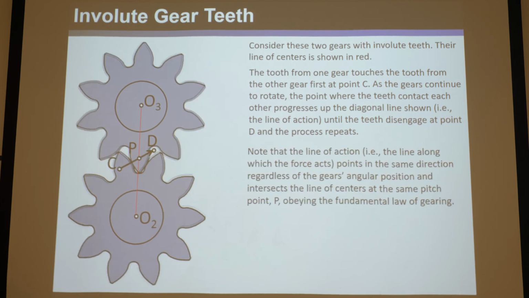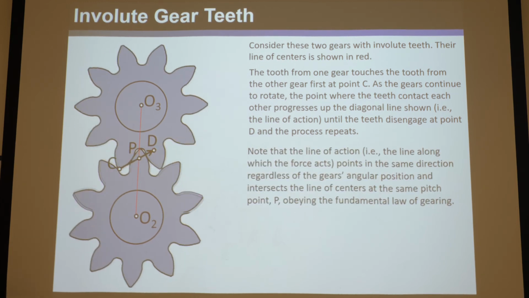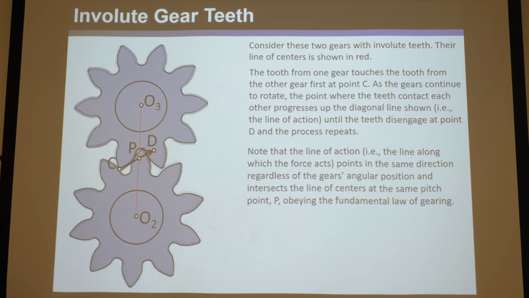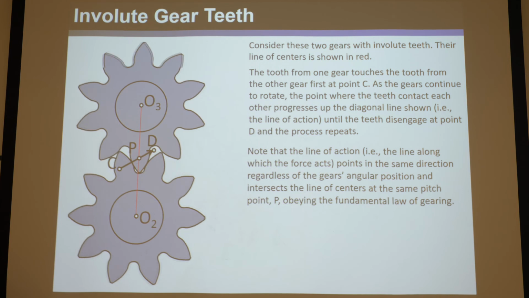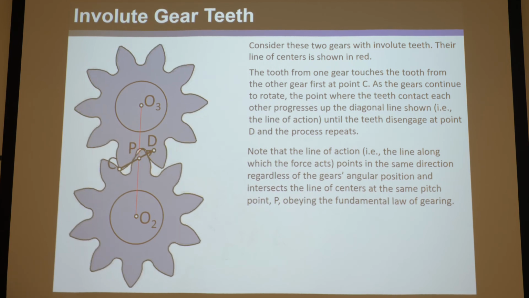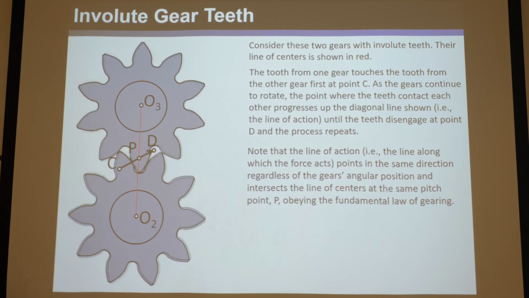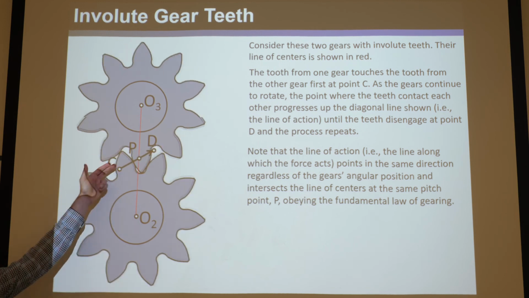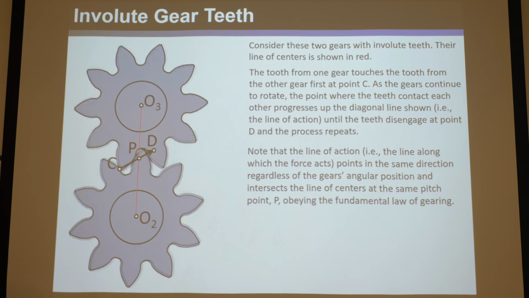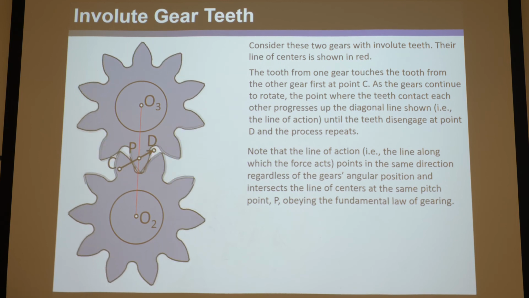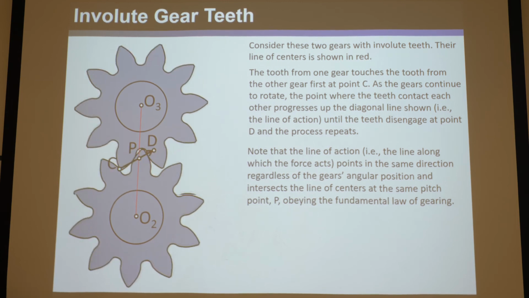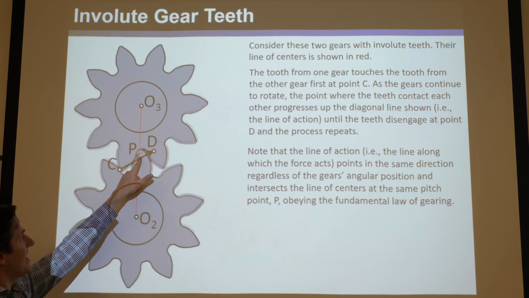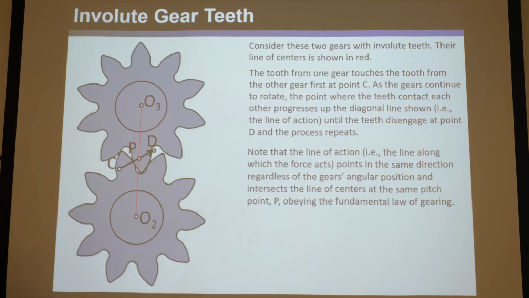You'll notice that the line of action, the black line from C to D, points in the same direction regardless of the gear's angular position. No matter where theta 2 is, however you position this, that line of action always stays constant and the same. Where it intersects the line of centers, this red line, is P, the pitch point.